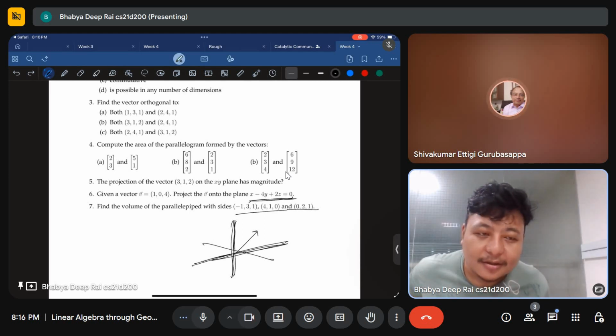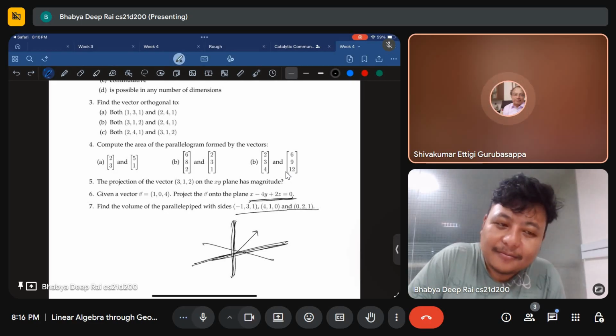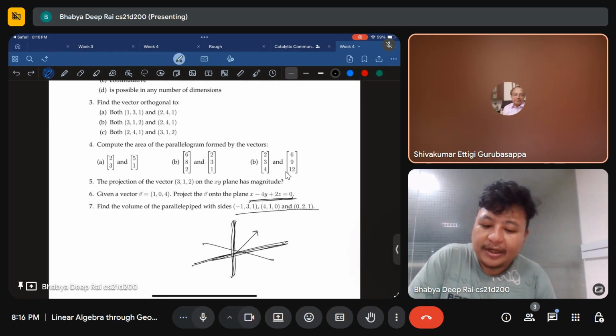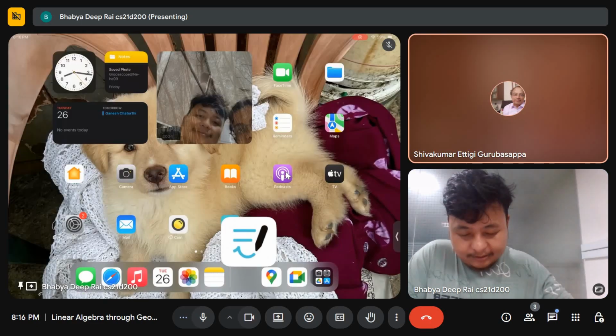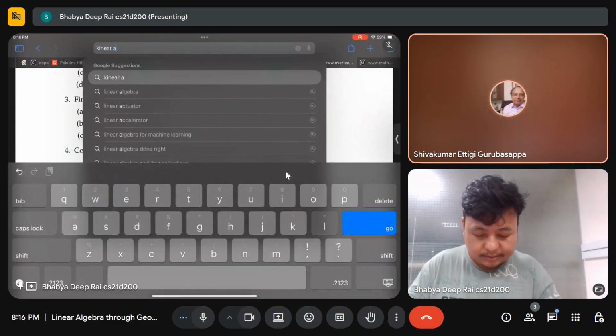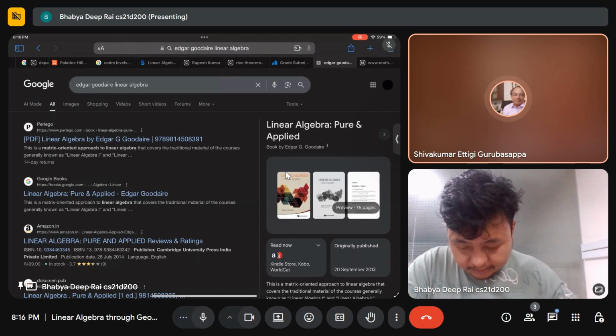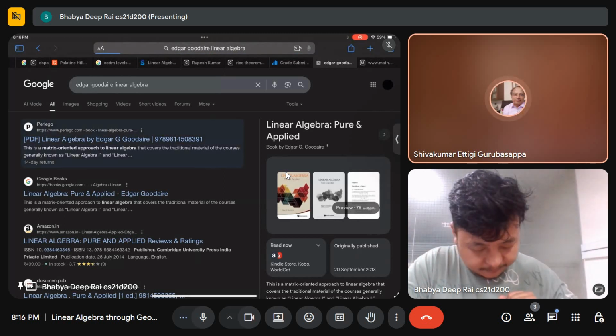Sir, I registered for the exam. Oh, great. And last Saturday, I bought this book, Linear Algebra, Pure and Applied by Edgar G. Goodaire, and started reading. He is a professor from Memorial University in Canada.